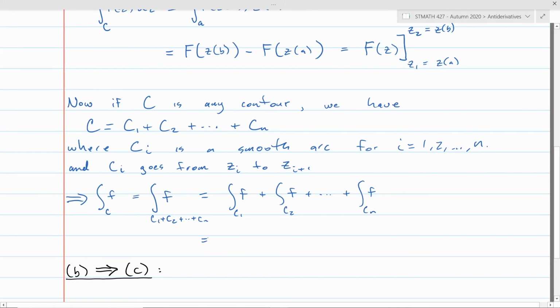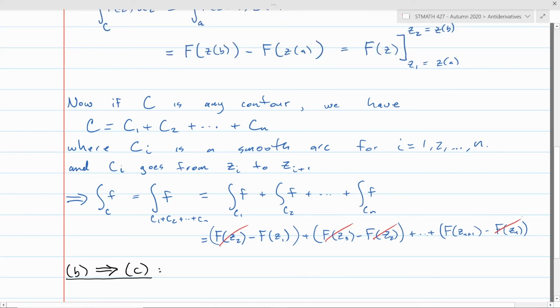So this sum of integrals, by our previous result, will just be big F of Z2 minus big F of Z1, plus big F of Z3 minus big F of Z2, plus all the way down the line. The last one you'd get would be big F of Zn+1 minus big F of Zn. And when you analyze all the terms that cancel off, you're only left with the last one and the first one. So you end up with big F of Zn+1 minus big F of Z1.